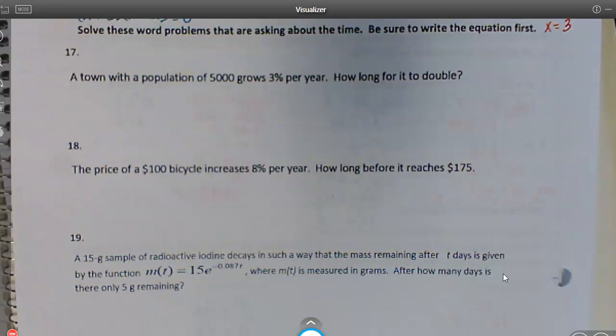If you're looking for time, time is always in the power. So the reason that these are just a tad bit different is because you're going to have to use what we know about logs to solve it. Okay, so I'll show you what I mean.